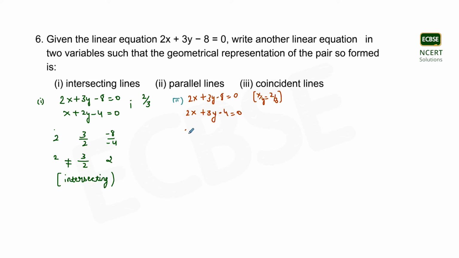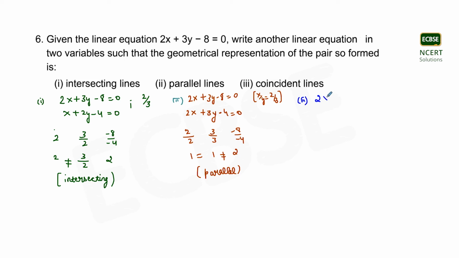So taking the ratio of a1 by a2, it comes out to be equal to 2 by 2. b1 by b2 comes out to be 3 by 3 and c1 by c2 comes out to be minus 8 by minus 4. Simplifying them, 1, 1 and 2. That is a1 by a2 is equal to b1 by b2 but not equal to c1 by c2. As the constraint on the lines to be parallel has been satisfied, the second equation being assumed is the appropriate one. So now coming to this third part, here it has been given that the lines should be coincident ones.